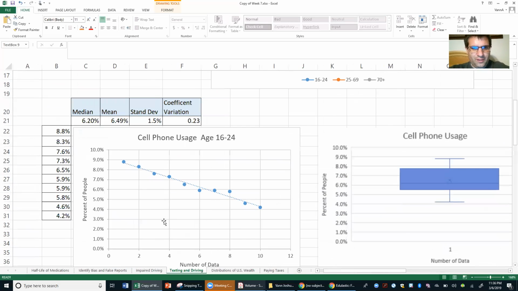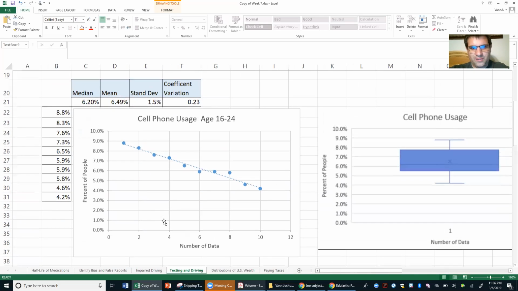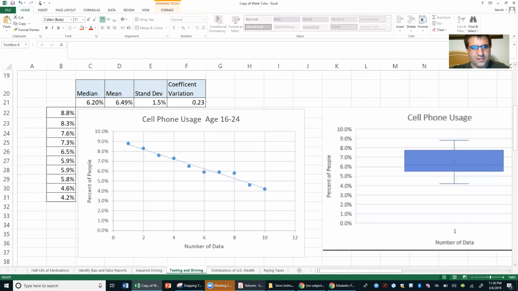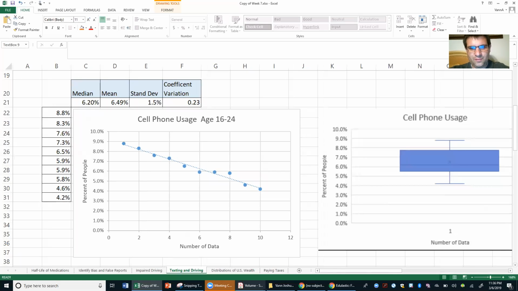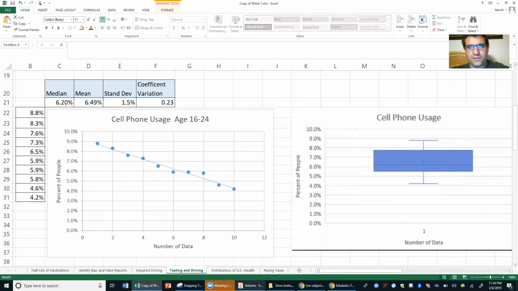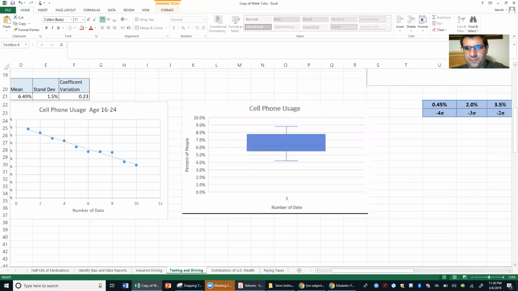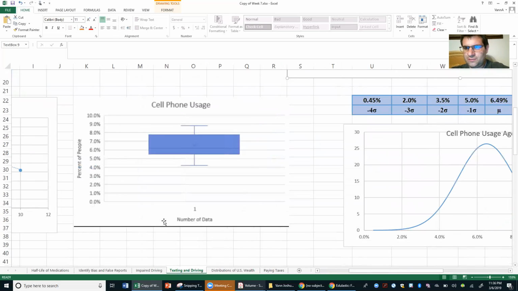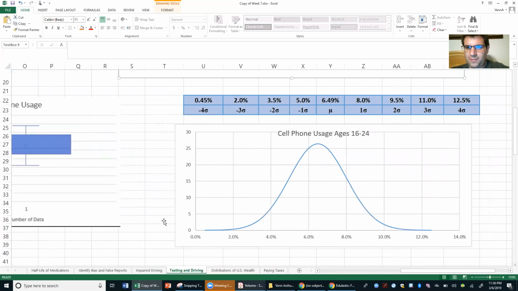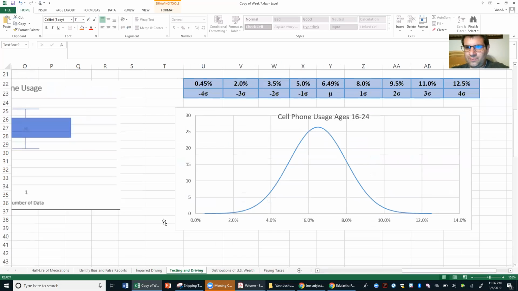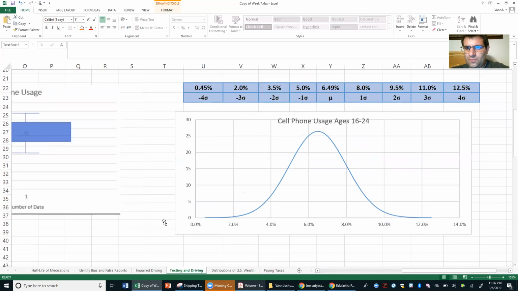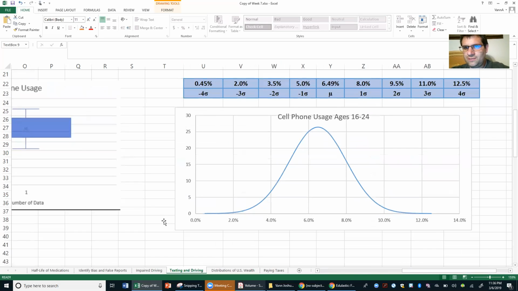Then we basically did the same as above, but in a different graph, and we found the mean, median, standard deviation, and coefficient of variation. We also showed the same information in a box and whisker, and also in a bell chart, and we showed quartile 1, 2, and 3.